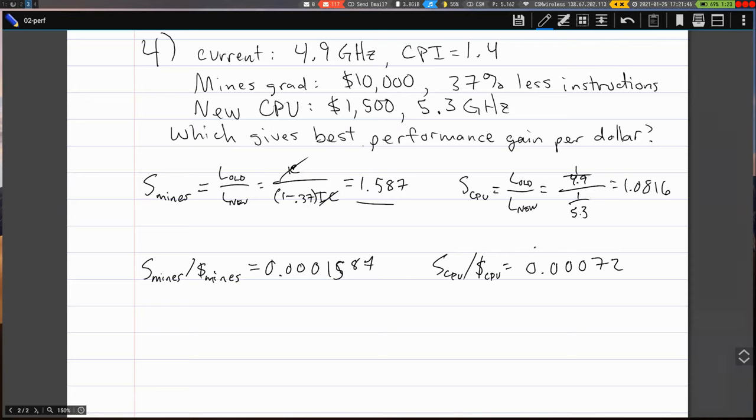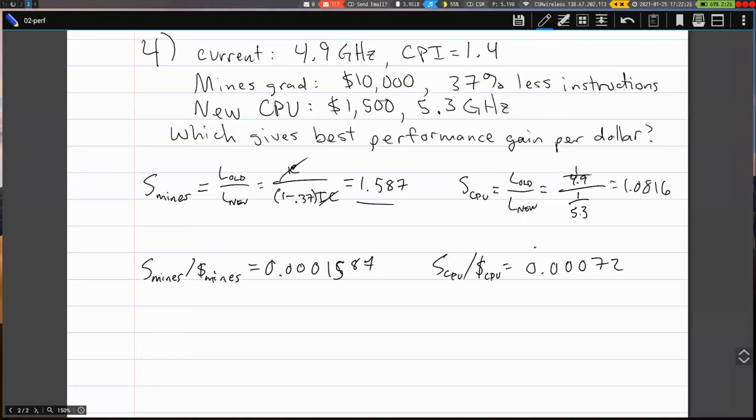Obviously, if you go with just getting a new CPU, then you're going to get better performance gains per dollar. But you know, we aren't getting as much of a gain, right? Like it's under 10% improvement, really. So maybe you actually need to get this additional improvement. But I would say if I were a manager and presented with this option, I would look at it and be like, go buy the new CPU.